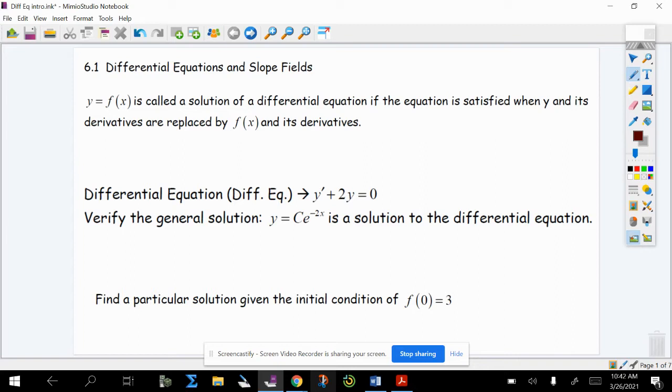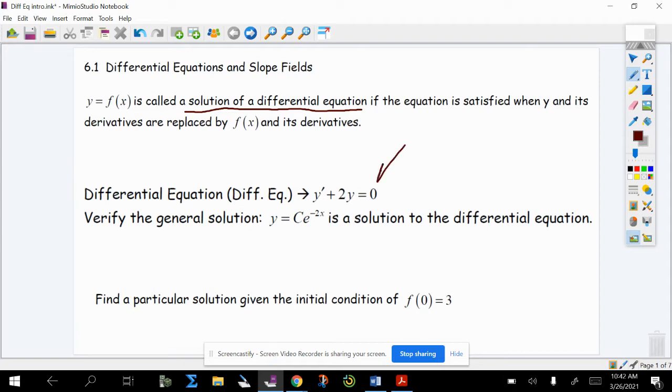So first, when we talk about something being a solution of a differential equation, what that means is if you take that value and any derivative of that value and plug it into a differential equation, it would make both sides equal. So the best way to explain it is to actually show you an example.